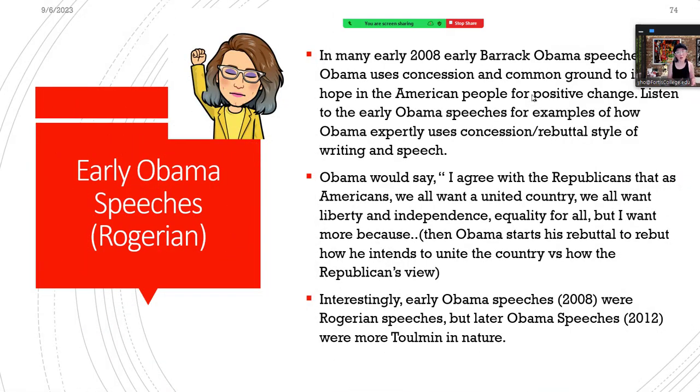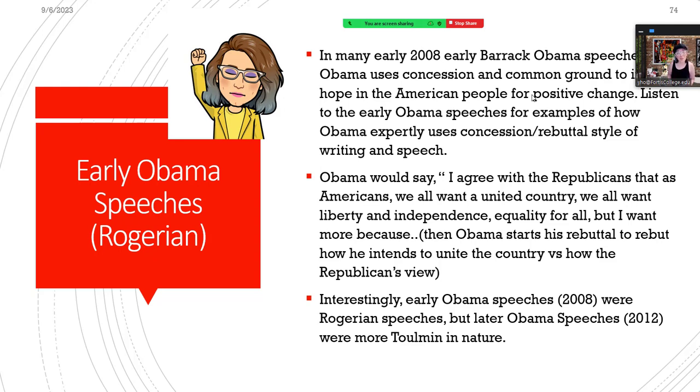And then in the early Obama speeches, Barack Obama used a lot of Rogerian speeches. He said, I agree with the Republicans that as Americans, we all want a united country. We all want liberty and independence. We want equality for all. And now he pivots, okay? So as soon as you pivot, however, I want more, then he's rebutting that what the Republicans want is not enough, that he, the Democrat, is going to do more for the country than the Republicans. Therefore, you want to vote for Obama.